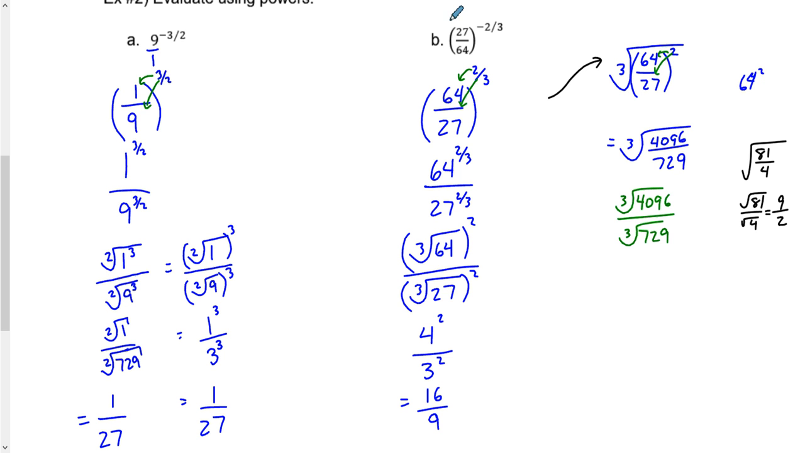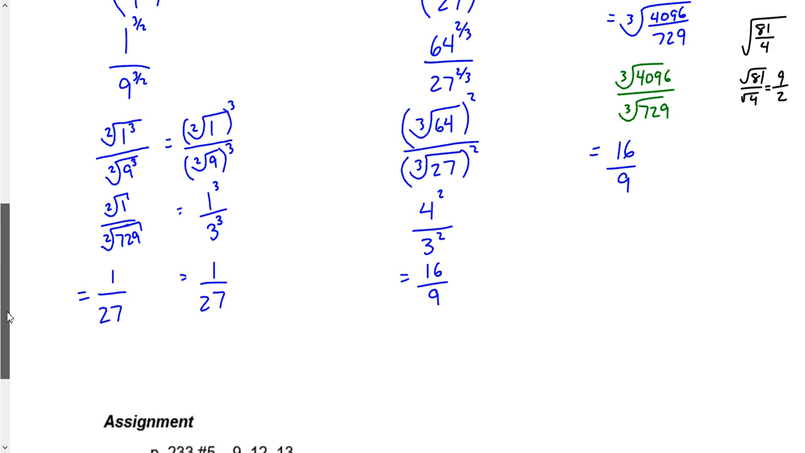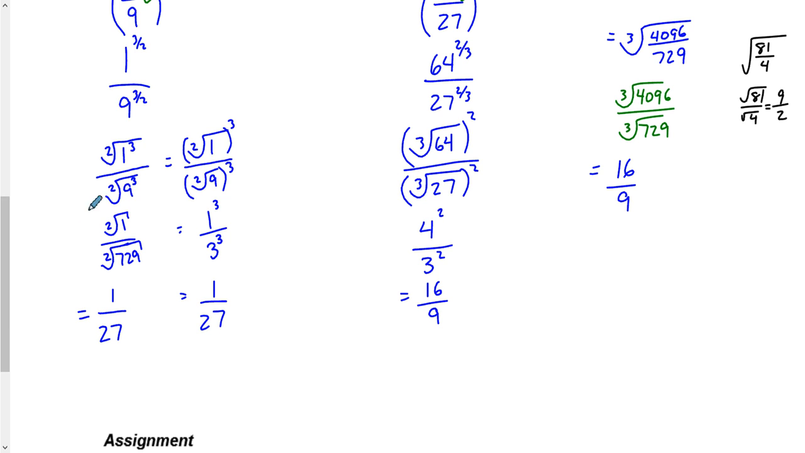If you didn't, it's not the end of the world as long as you're able to follow along now. The cube root of 4,096, 16. The cube root of 729 is 9. Both answers, the exact same. And you can go have some fun.